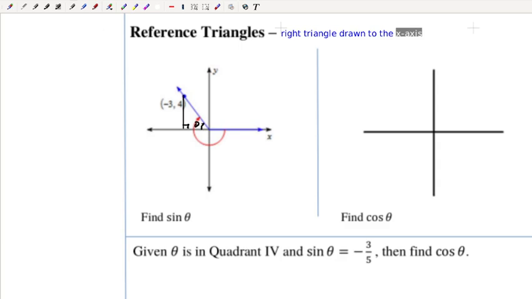Now notice that theta is not an angle drawn in standard position. It's always the angle drawn to the x-axis. So it's always going to be an acute angle, which is kind of nice. And from here we can do SOHCAHTOA.